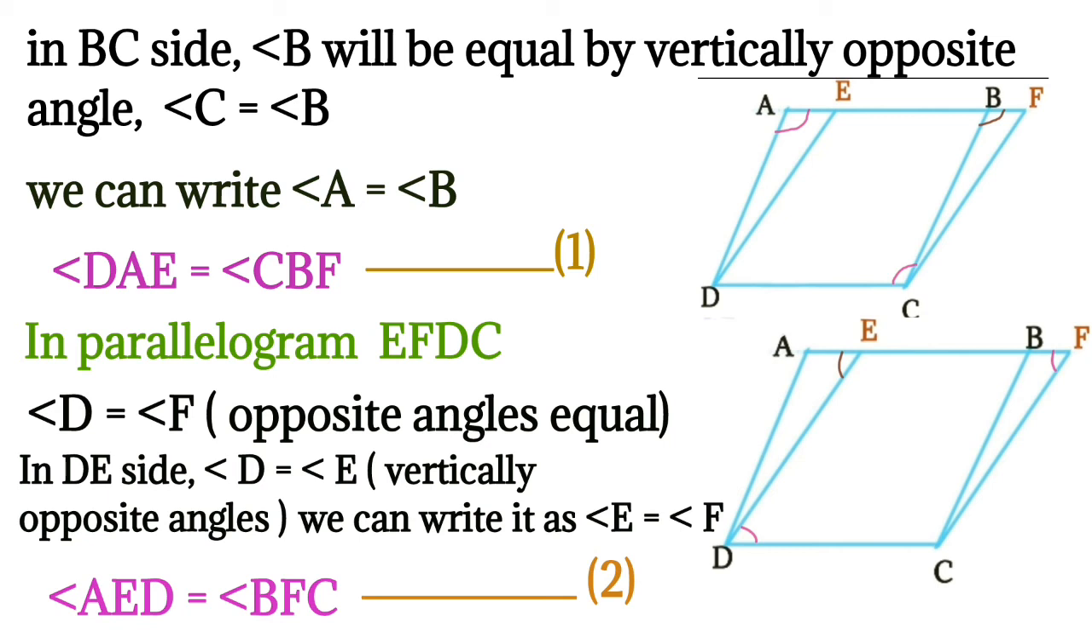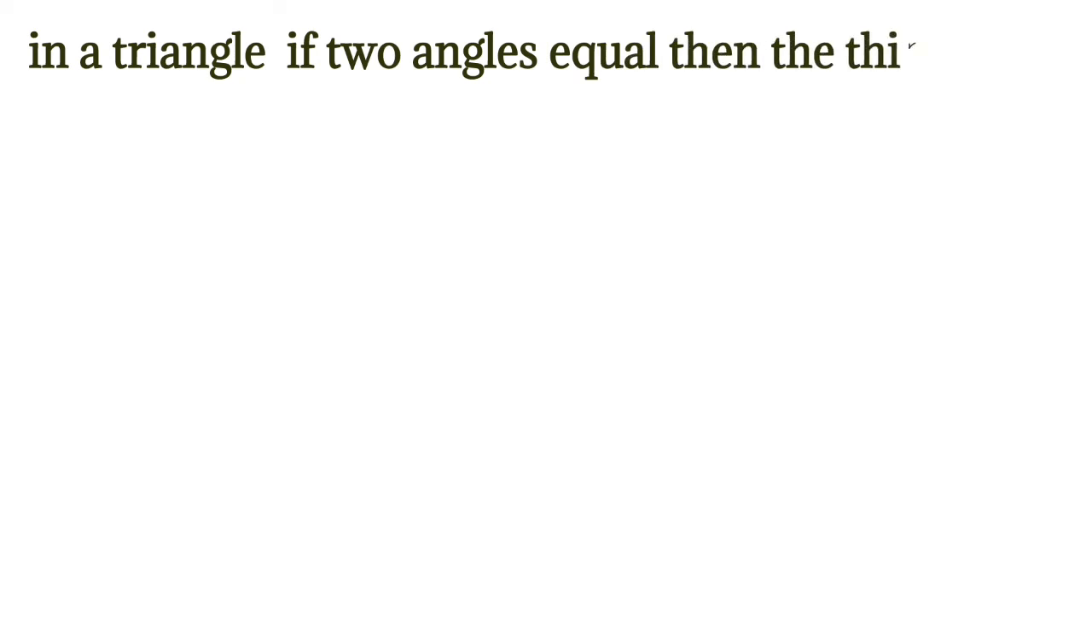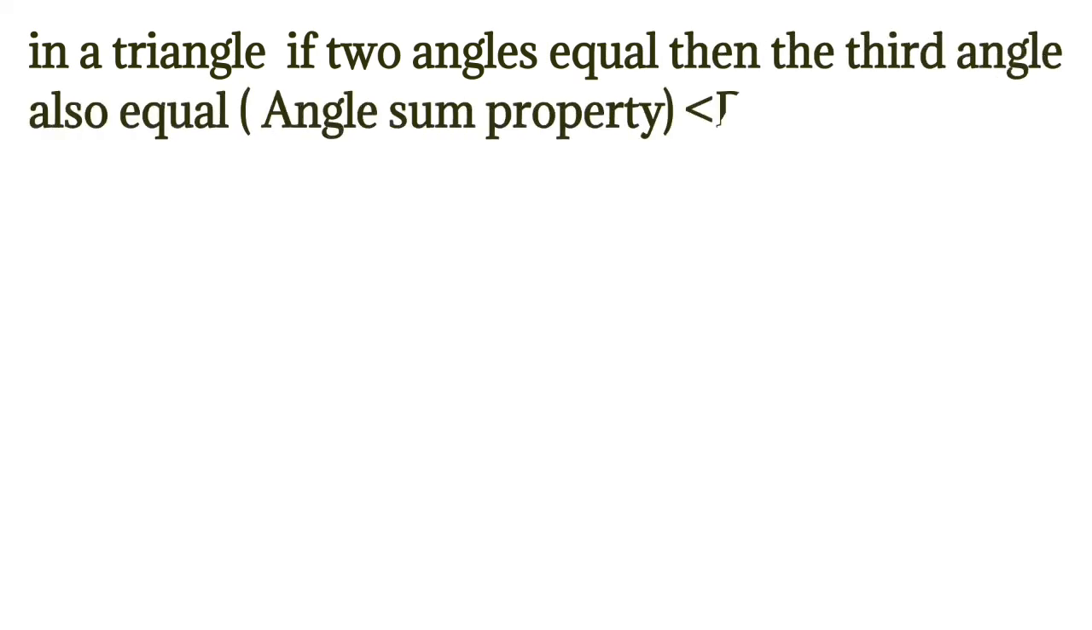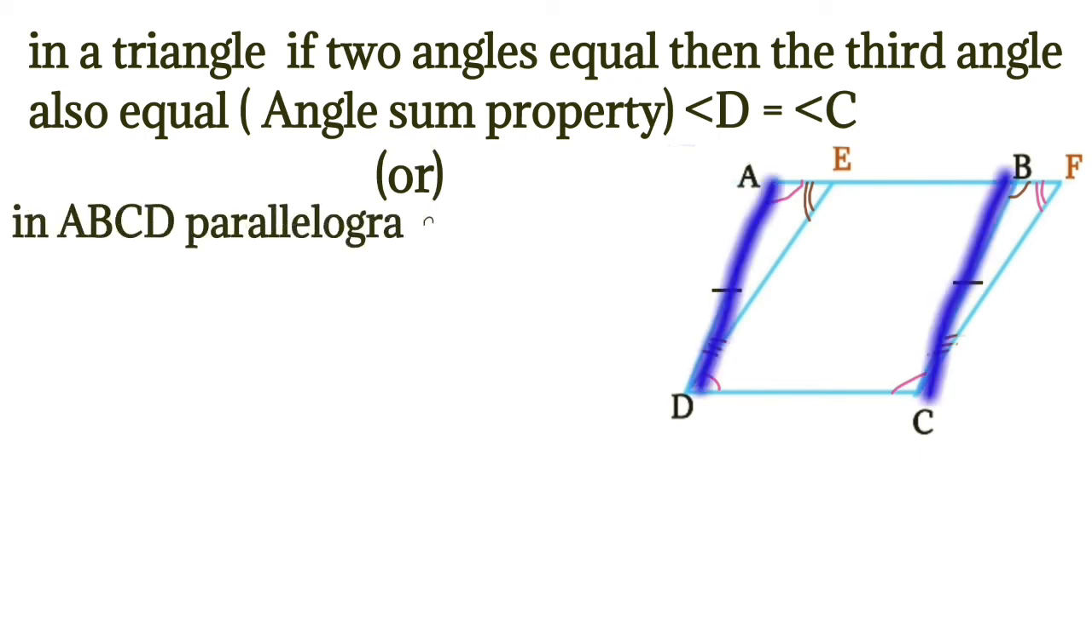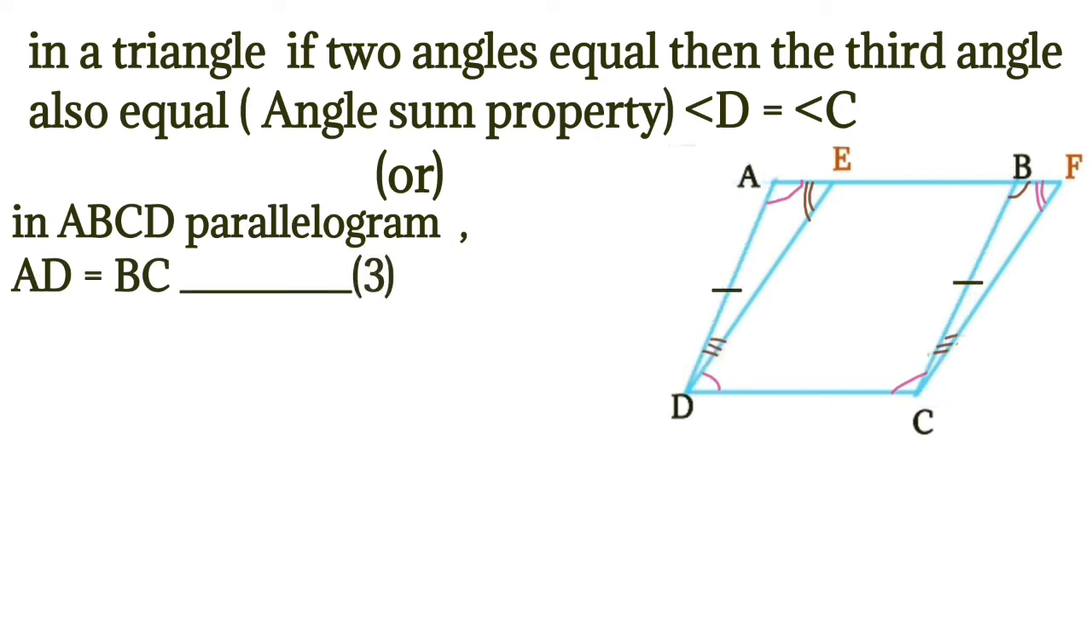Here we got two angles equal. We already learned about angle sum property. If two angles are equal, then automatically the third angle is also equal. So can I say angle D is equal to angle C? And come to this side. We know in a parallelogram opposite sides are also equal. In parallelogram ABCD, AD is equal to BC side. Any one side you can take.